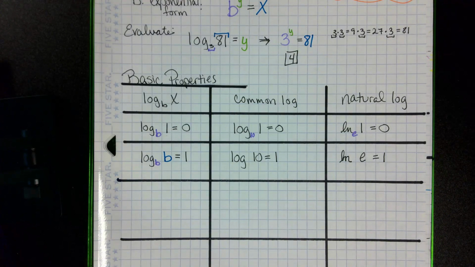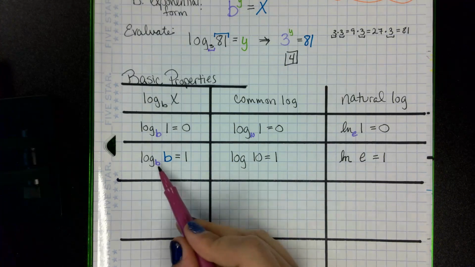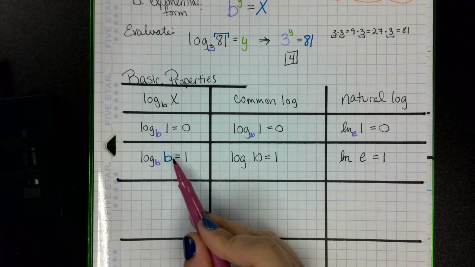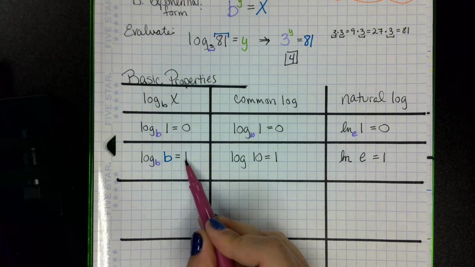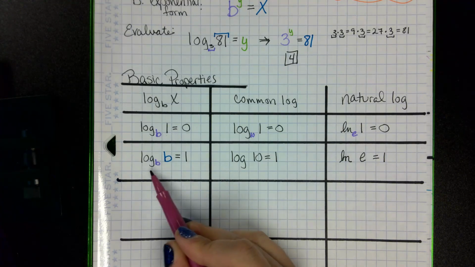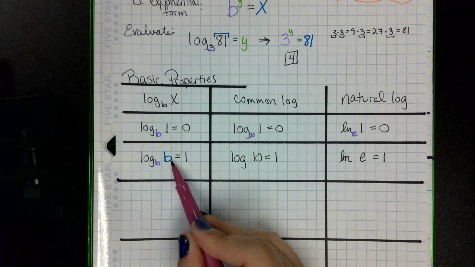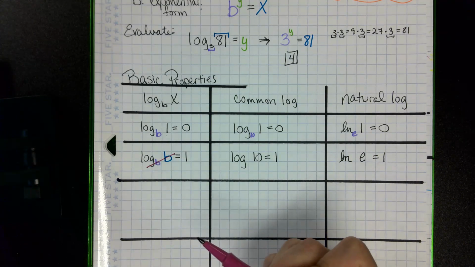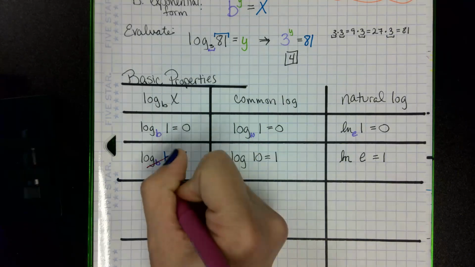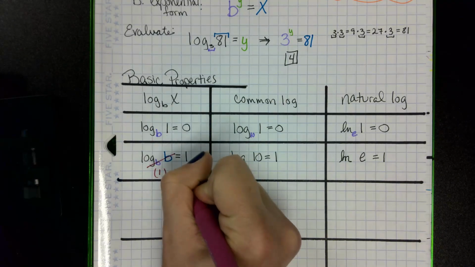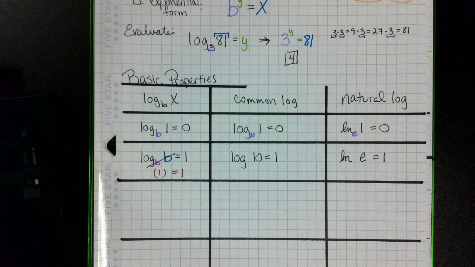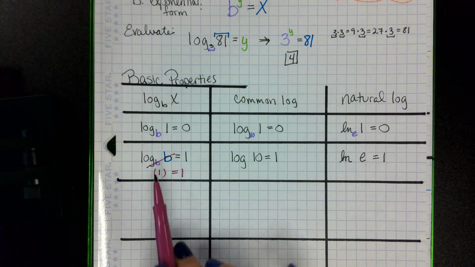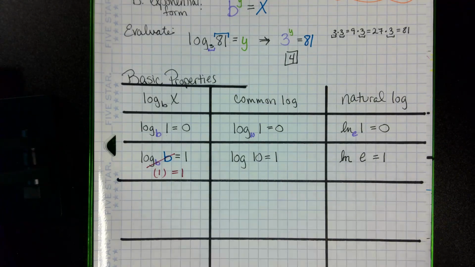So what's happening with this one is if the base and the argument are the same value, that's saying b to the first power equals b. It equals itself. Anything raised to the first power is whatever you started with. So if you have a matching argument and base, that is going to be 1. And 1 equals 1. So on the rest of these, we're proving that the statement is true. So log base b of b is 1, and 1 equals 1.